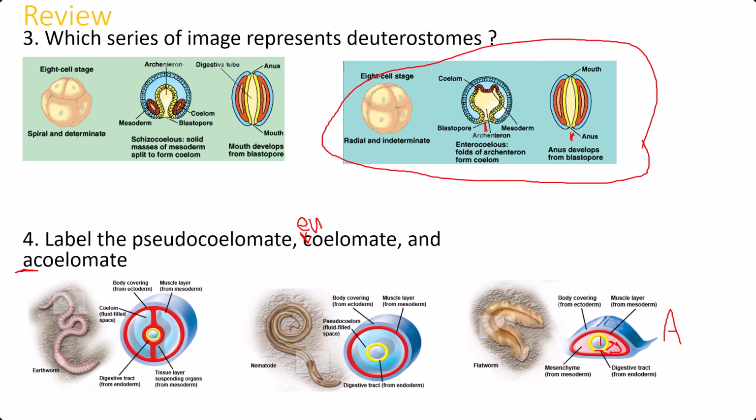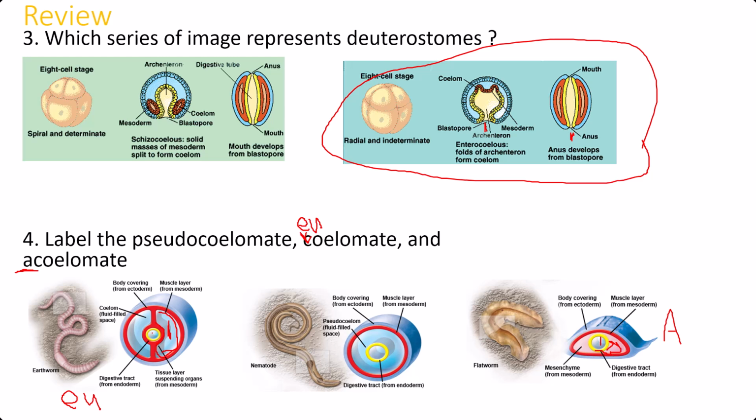So let's see. Our first picture, we've got this digestive tract, and then this digestive tract is completely lined here. I'm using red, so it's hard to see. So there's this fluid-filled body cavity and this complete lining around it. So that's going to be our eucoelomate, right?